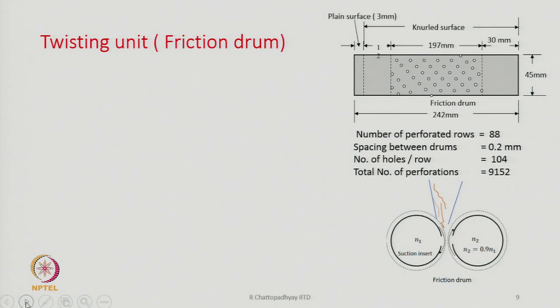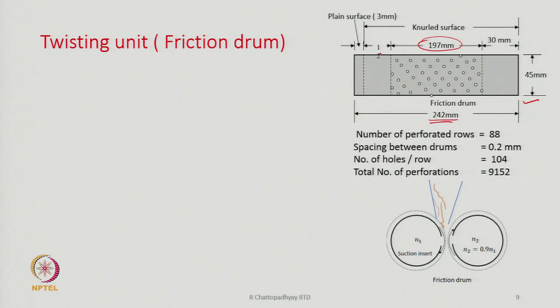Then come the twisting units. The twisting unit in this case is basically the friction drum. So, here is a simple sketch of the friction drum. Part of the drum surface, almost 197 millimeter in length, has a lot of fine perforations. The total length is 242 mm, and the surface of the drum is also knurled.